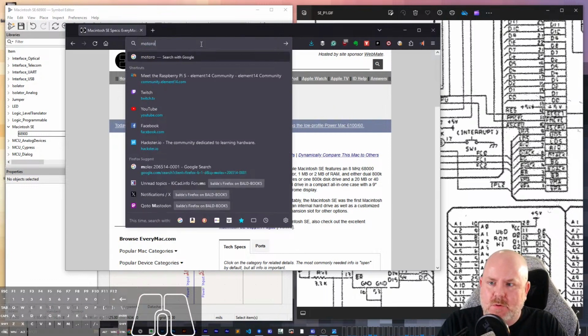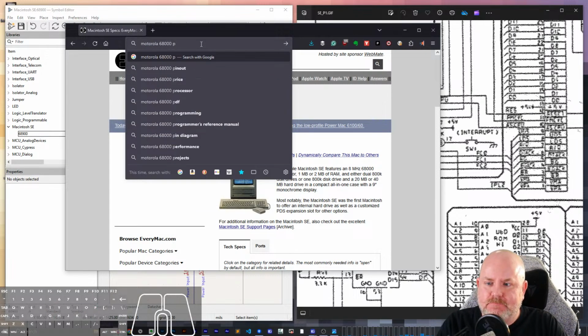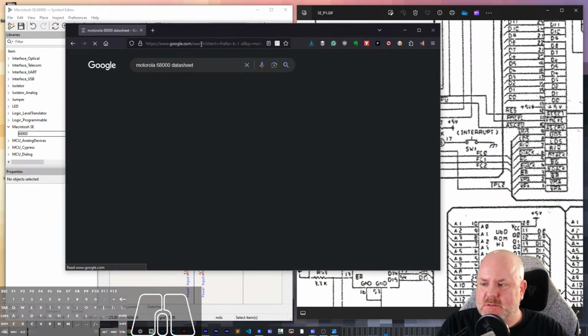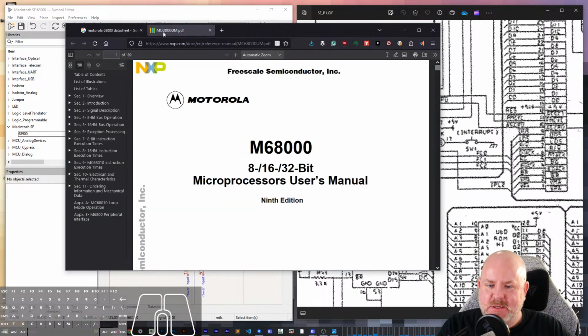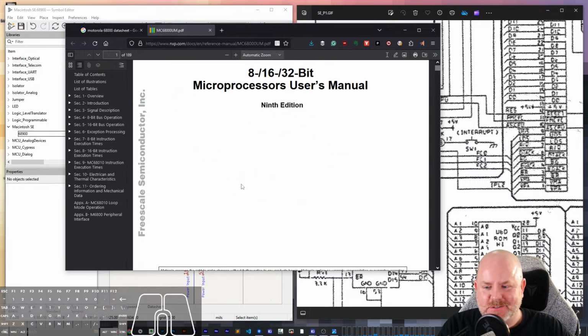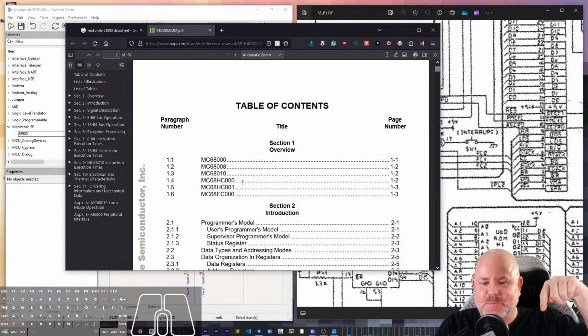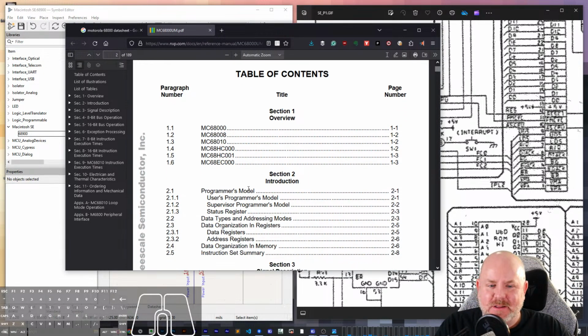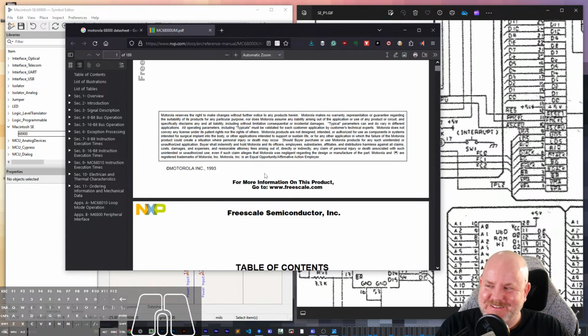Okay, Motorola 68,000. Pinout data sheet. Let's go for a data sheet. NXP has a data sheet for the 68,000. So Motorola turned into Freescale, and then NXP bought Freescale. So that's why it's the Motorola Freescale NXP. Okay, sure. That makes sense.